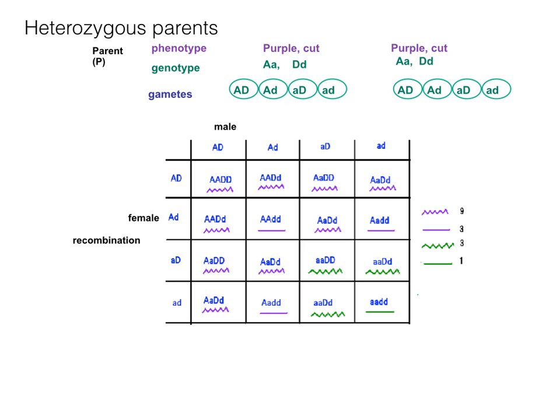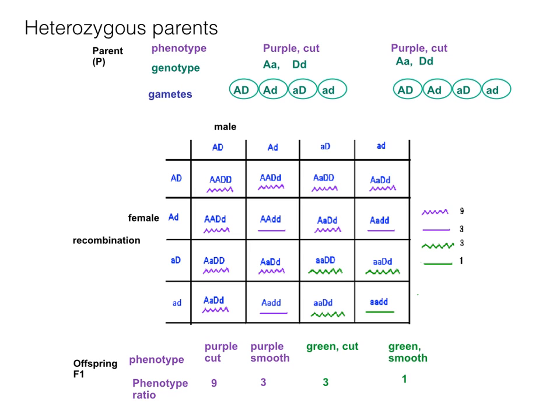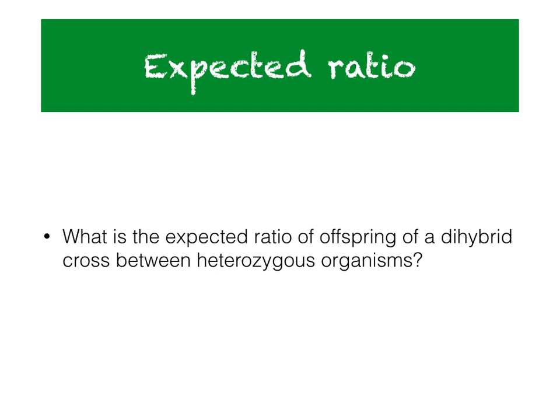3. How many green jagged leaves can you see? 3. And how many green smooth leaves are there? 1. So your F1 offspring's phenotype will be purple cut leaves or jagged leaves will be 9. Purple smooth will be 3, green cut 3, and then green smooth will be 1. So what is the expected ratio of offspring of a dihybrid cross between heterozygous organisms? It should be 9 is to 3 is to 3 is to 1.